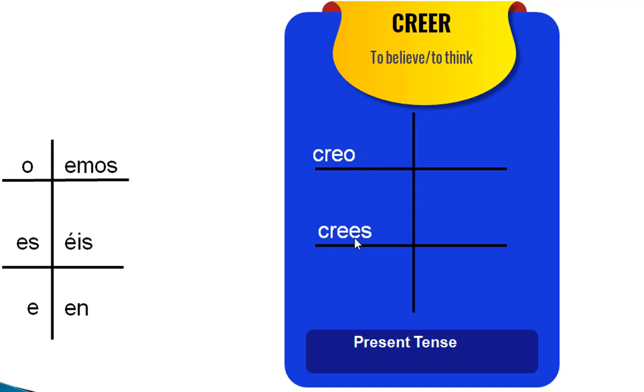You think, crees. He thinks, she thinks, you think in a formal way, cree. We think or we believe, creemos. You all think, creéis. They think, you all think, creen. So creo, crees, cree, creemos, creéis, creen. 6 forms of creer, to believe or to think.